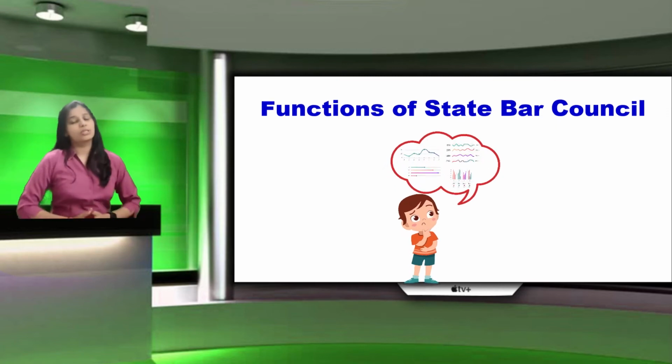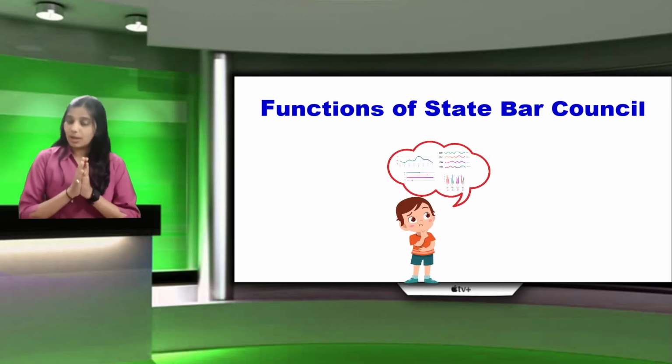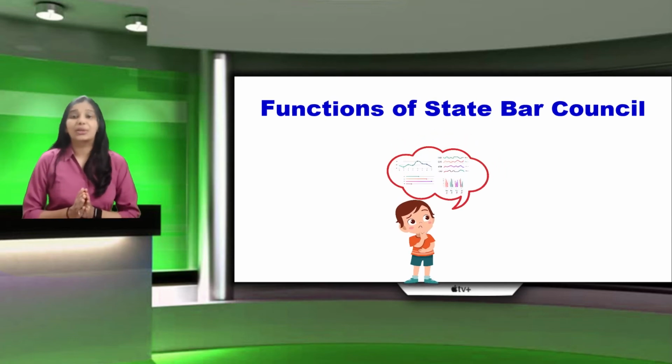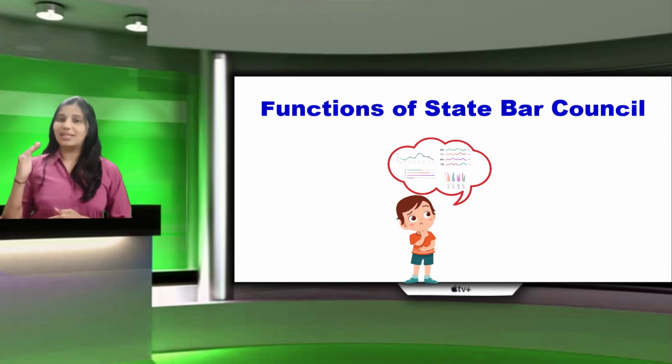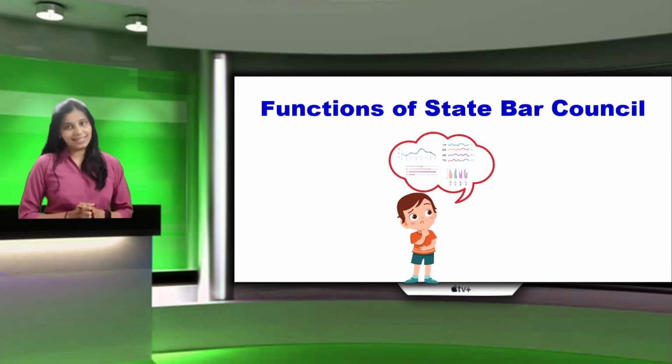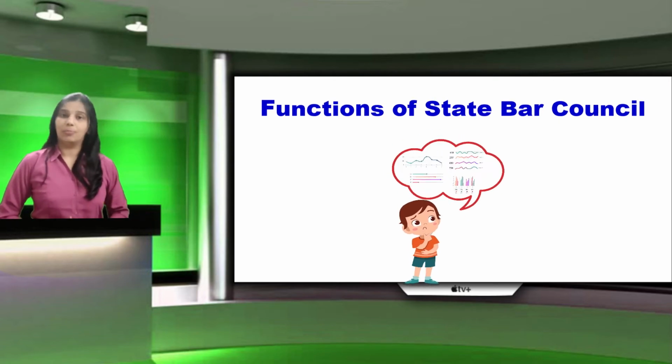Now we saw the functions, now we'll move forward with the powers of the State Bar Council. Following are the major powers of the State Bar Council. The first is the power to make rules. The State Bar Council has been empowered to make rules to carry out the purpose of Section 16 to Section 27 of the Advocates Act 1961, dealing with the admission and enrollment of advocates.